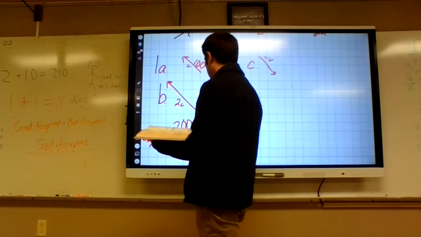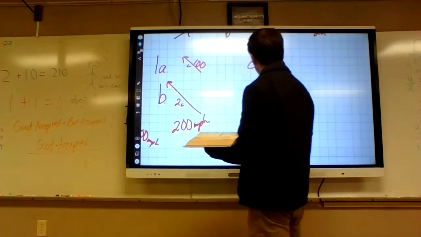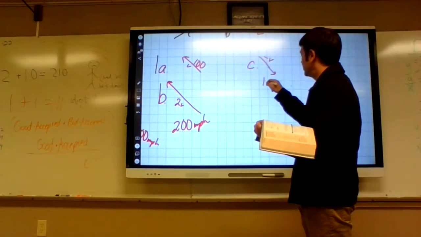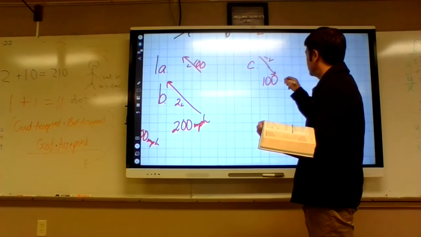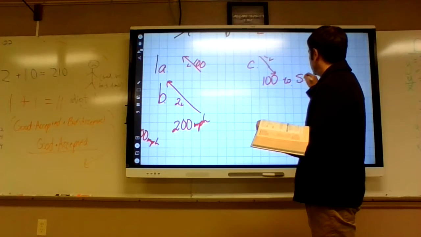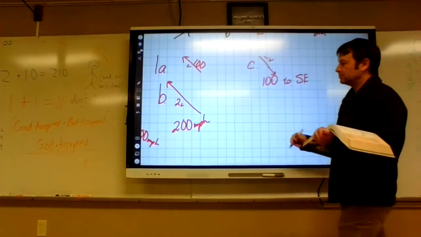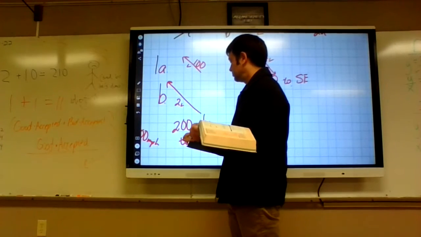What would the velocity on C be? Wouldn't that just be 100? Still 100. 100 to the southeast. We have to put that to the side.